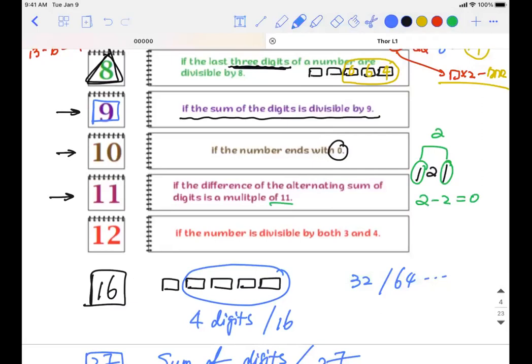Another example, let's give another example. Let's say 1078.